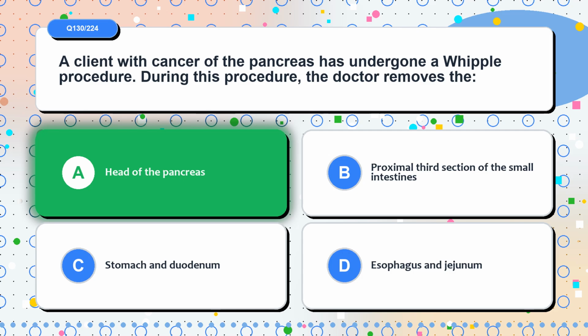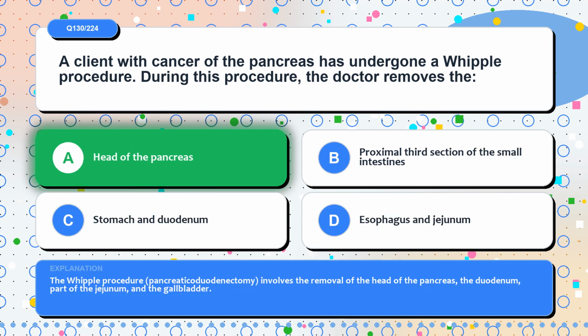The correct answer is option A. Head of the pancreas. The Whipple procedure, pancreatic duodenectomy, involves the removal of the head of the pancreas, the duodenum, part of the jejunum, and the gallbladder.